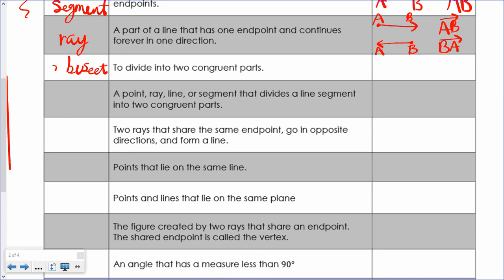All right, so bisect means to cut into two parts. There's really no picture you can do for that. The verb. Moving on. A point, ray, line, or segment that is doing the dividing of a line segment into two congruent parts. It's a segment bisector.